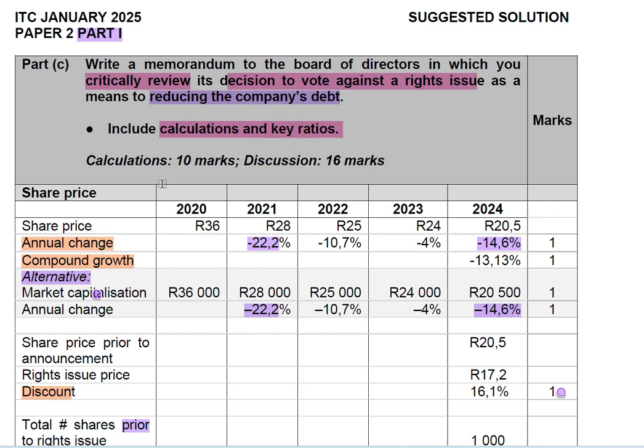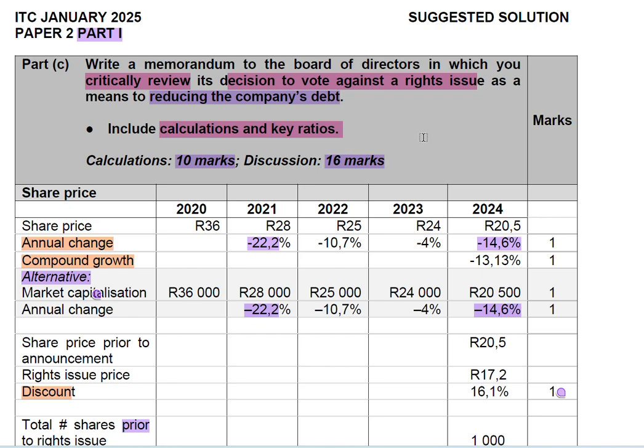Let us see what part C required is asking us to do. The examiner is saying write a memorandum to the board of directors in which you critically review its decision to vote against a right issue as a means of reducing the company debt. Include calculation and key ratios. Our calculation will be worth 10 marks, while the discussion will be 16 marks.